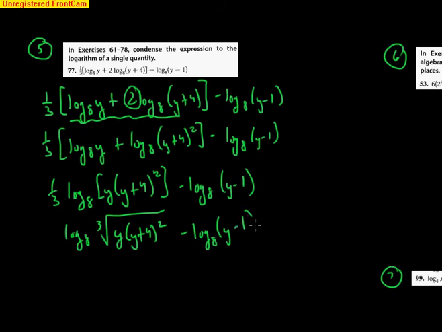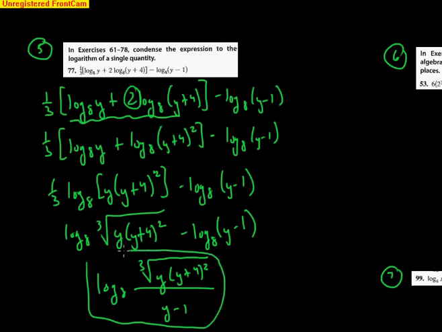Minus log base 8 of y minus 1. And now I have a quotient property. I'm going to combine these two logs into one. Log base 8. The numerator has a cube root of y times y plus 4 squared. And in the denominator, you just have a y minus 1. And there is this multiple log expression condensed into one log.